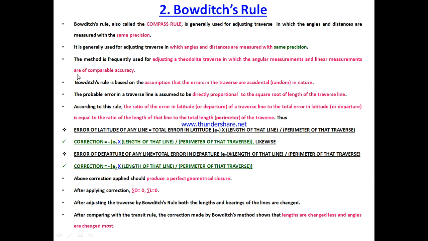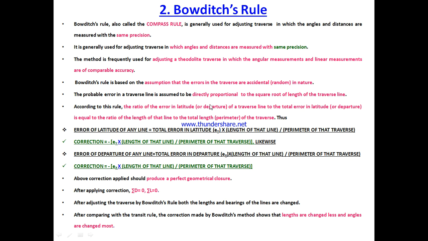So in this particular method, we need to choose such devices, or I can say such supplementary linear measurement equipment, so that both angular and linear measurements are of comparable accuracy. Now this Bowditch rule is based on the assumption that the errors in the traverse are accidental in nature. This is a very important point. It means we need to determine the error in the Bowditch rule with the assumption that these errors are random in nature.